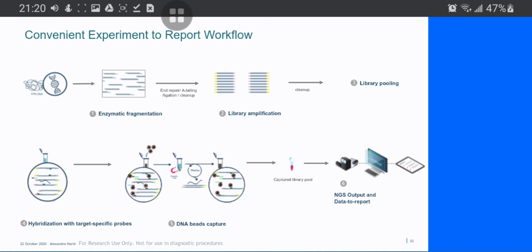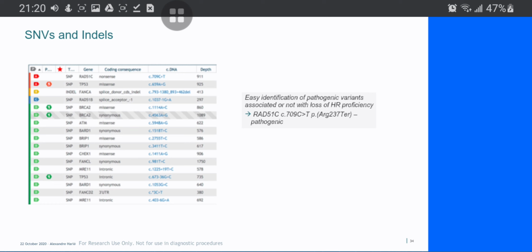These are indels, and it's really easy to get an interpretation. So I put one of our cases of patients with a RAD51C mutation, and in this case, it was a mutation that leads to a terminal codon, which is pathogenic for the patients. And since RAD51C is not working in this case, we know that the patient has HRR deficiency. So you can identify, of course, nonsense mutations, missense, splice donor, splice acceptor, or synonymous mutations.